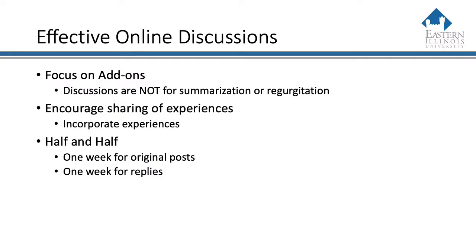Oftentimes, you may find students went to the discussion board last minute before the deadline and reply to a random post, and they would never go back to check their posts. To encourage students to interact more, a strategy called half and half may work. That is, separate original posts and replies. Give students 1 week for their original posts and another week for replies. This way, students will need to go back to the online discussion board to check their replies and to interact with others.